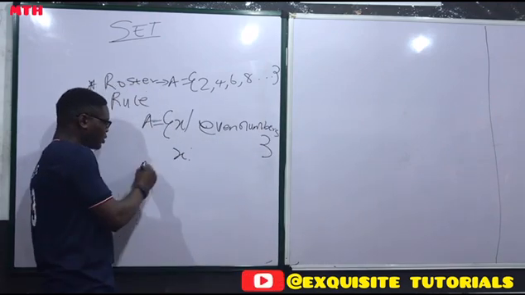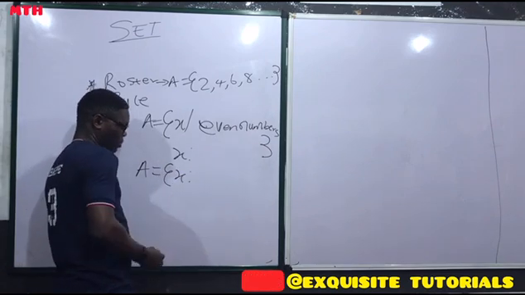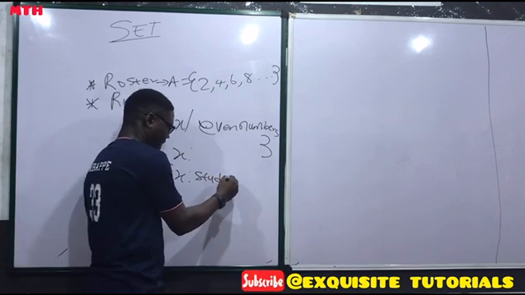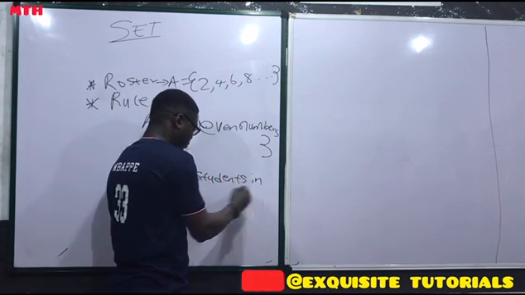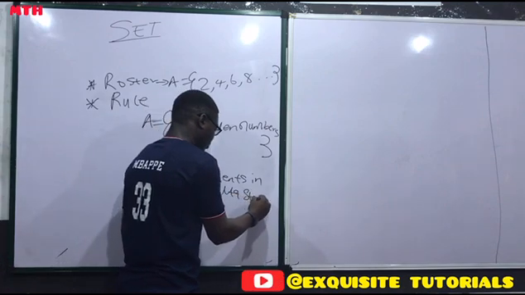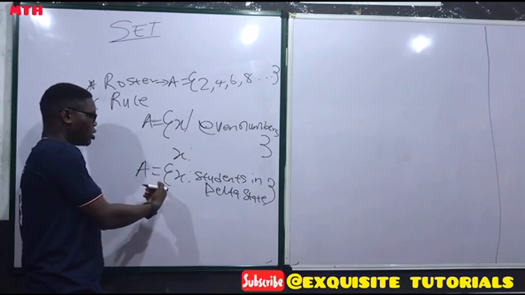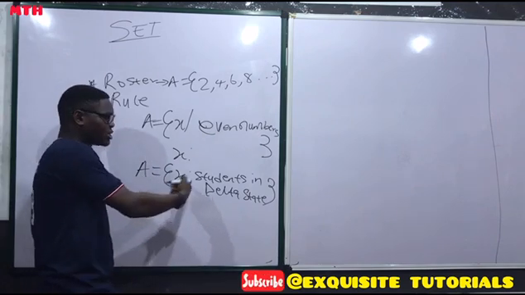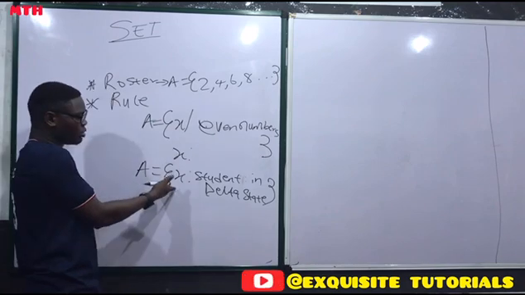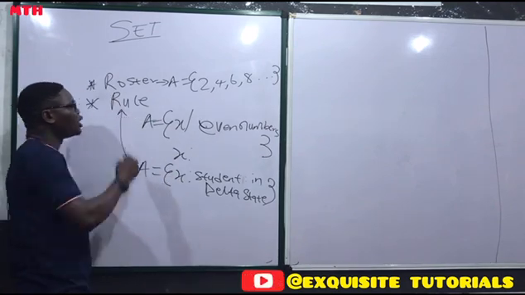So if you are reading this, for example, this is read that A is a set of all x such that x is a student in Delta State. So if you arrange your set problem like this, it is called the rule method, because you did not list out the elements.